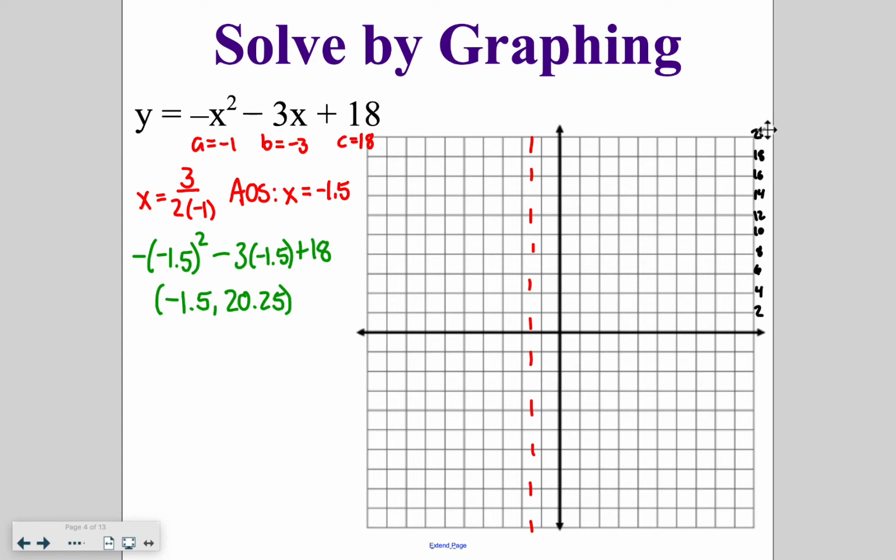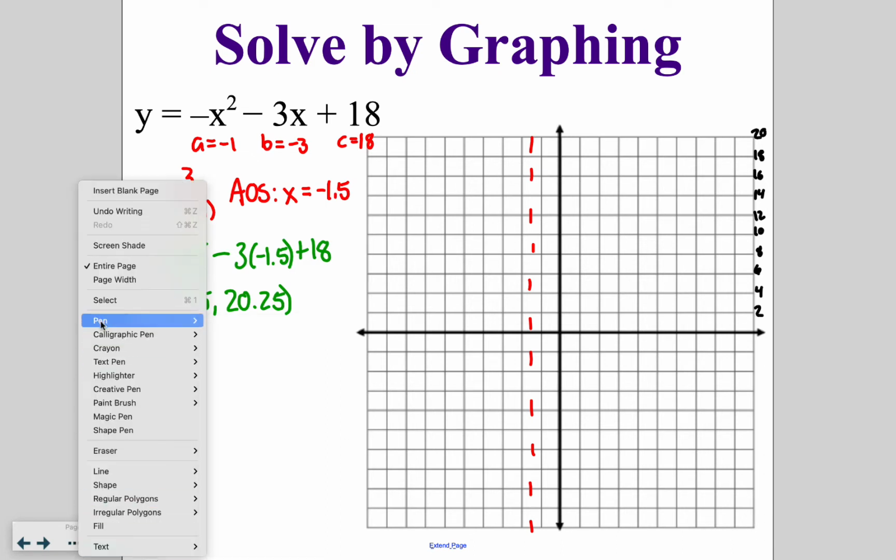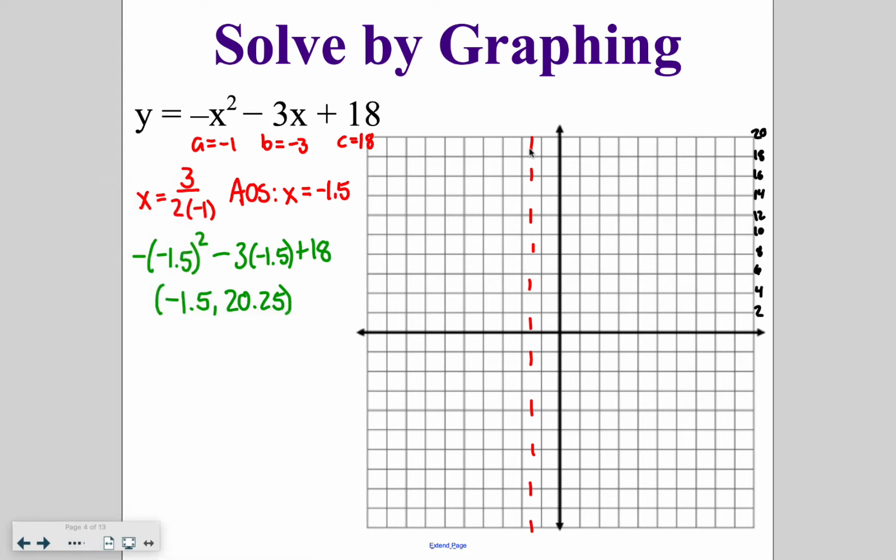Remember, if I'm counting up by twos, that means I'm also counting down by twos. You just don't have to fill in the down part. So at 20.25, I'm just barely above my graph. So that is our vertex.